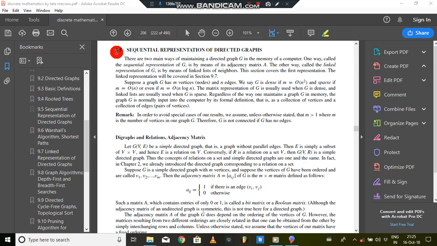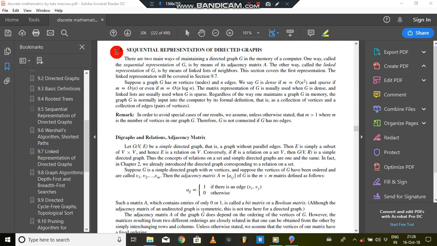We are back for another topic of the discrete mathematics chapter 9, directed graph. This is subtopic 9.5, sequential representation of directed graph. You already read this topic in your previous chapter. What is the representation of graph?